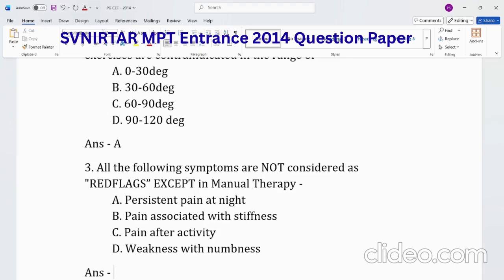Option A, persistent pain at night; pain associated with stiffness; pain after activity; and weakness with numbness. The answer will be option A, persistent pain at night. Persistent pain at night means there may be some acute inflammatory condition, which may be due to pathological conditions, maybe cancer, tuberculosis, or anything else, or severe nerve irritation. In that case, manual therapy is contraindicated. But except option A, for the other options B, C, and D, you can go for manual therapy treatments or any other physical therapy treatments, right?